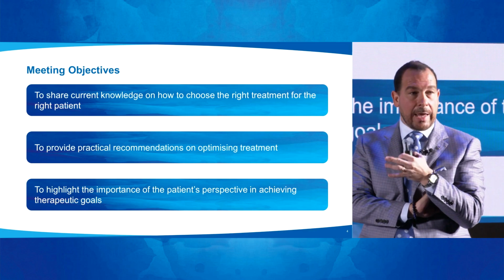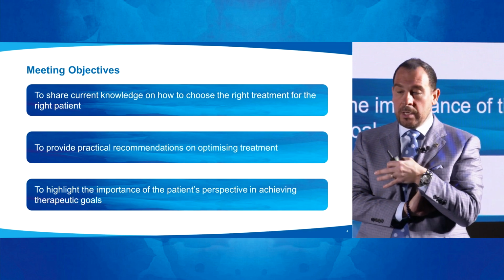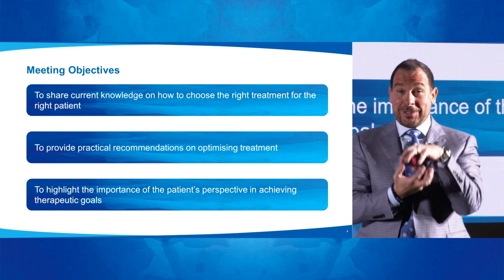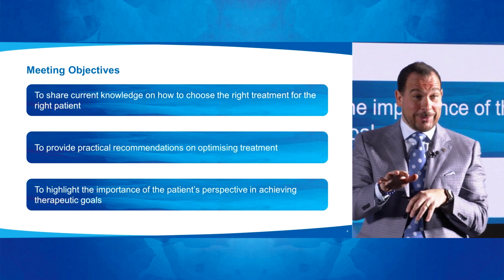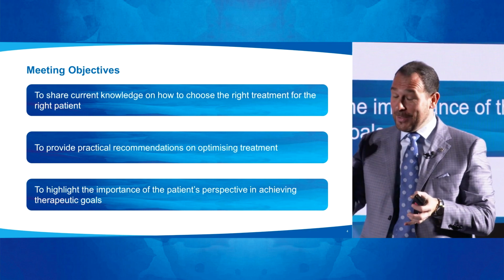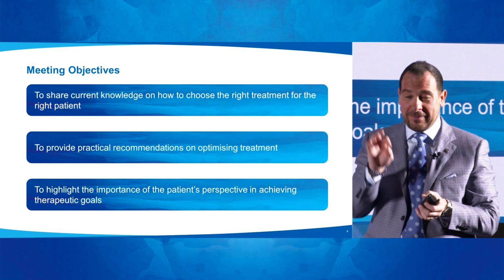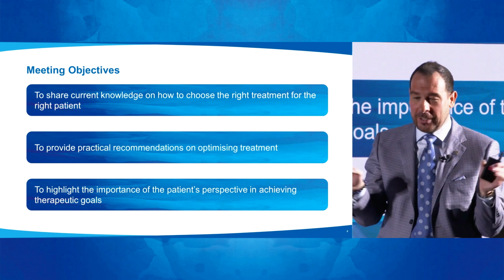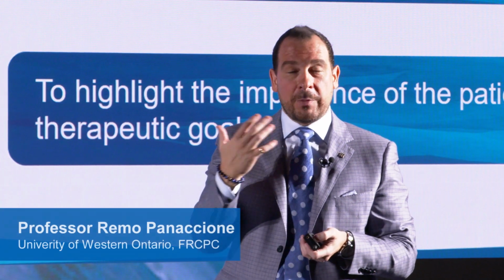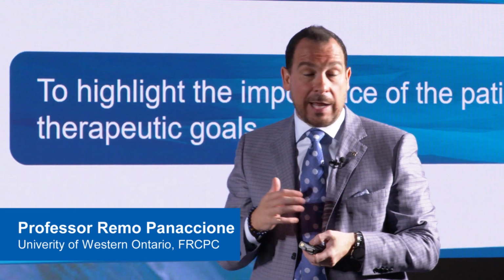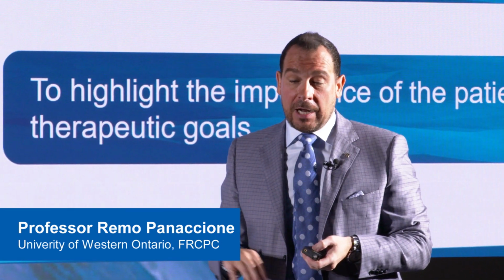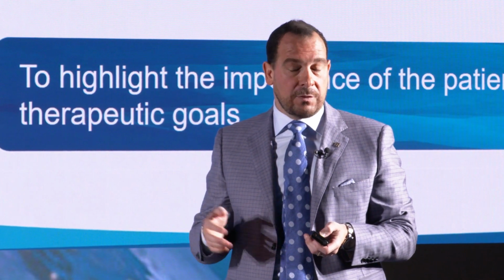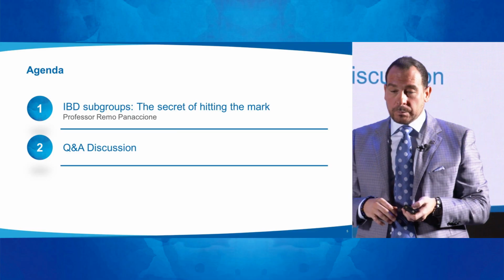We want to share the current knowledge on how to choose the right treatment for the right patient. Now, that is probably the hardest thing to do in inflammatory bowel disease, right? And you'll hear me say this over and over again: if this was that easy, then everyone would be an expert. So we're going to talk about some practical recommendations on how to optimize treatment and highlight what is important from the patient's perspective in achieving some of the therapeutic goals.